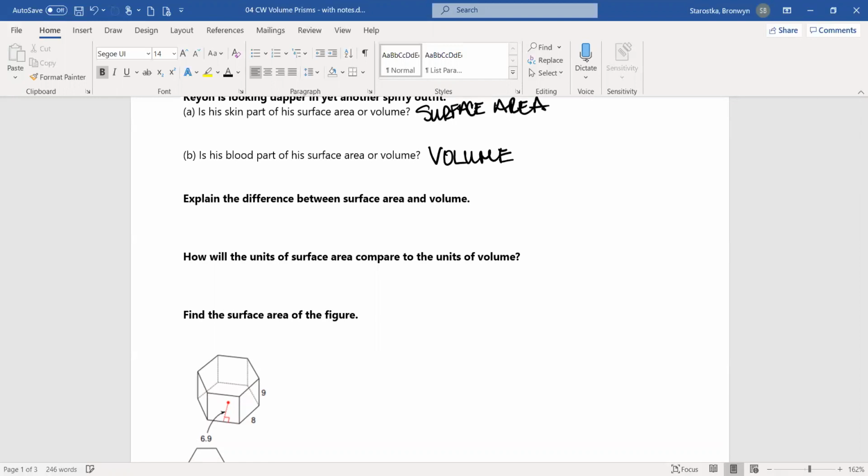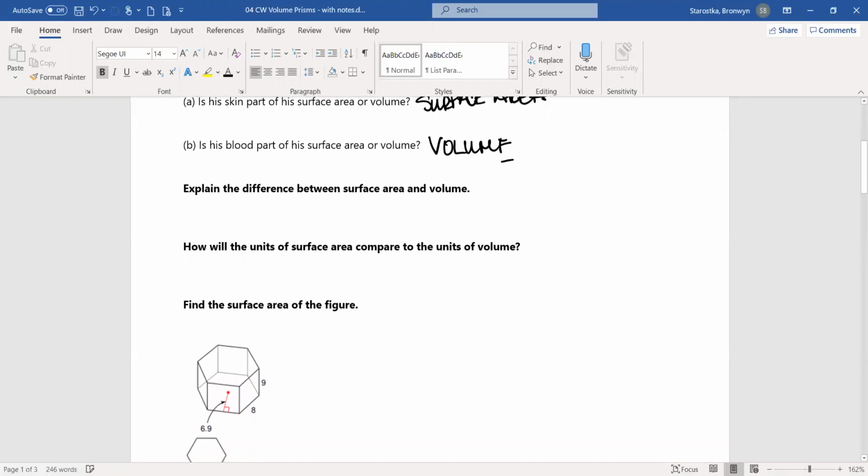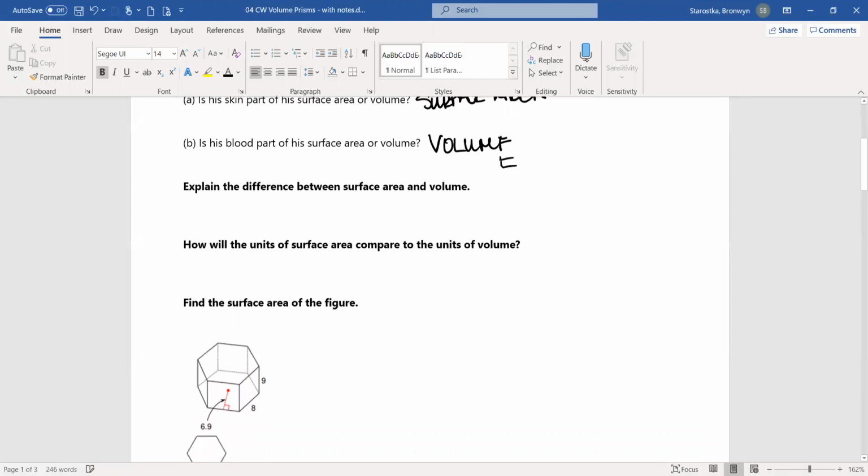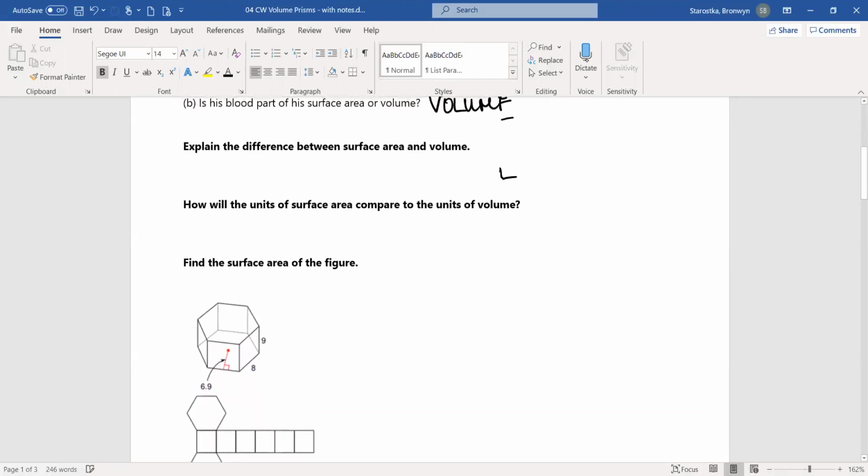So the difference between surface area and volume. I like it when my letters travel with me. All right. I'll erase that way. All right, the difference between surface area and volume.